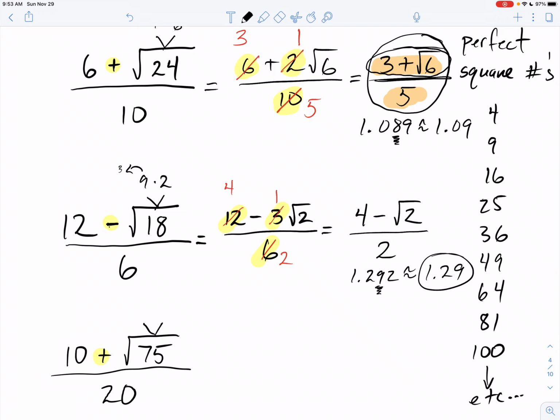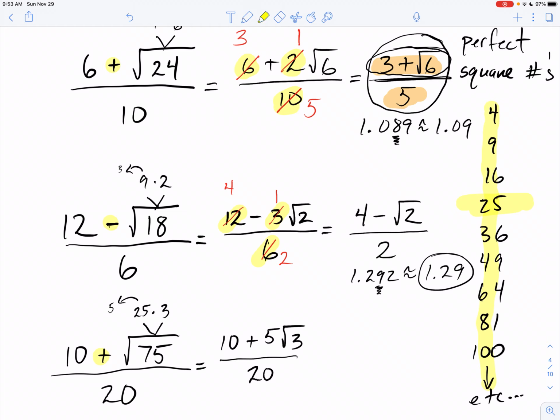Okay, 75. Take a look at our numbers here. What perfect square number goes into 75? 25. I think I did that as an earlier example, but that's 25 times 3. So I can pull out the number 5 because the square root of 25. Then I can rewrite this and I can say it's 10 plus 5 rads of 3 all over 20.